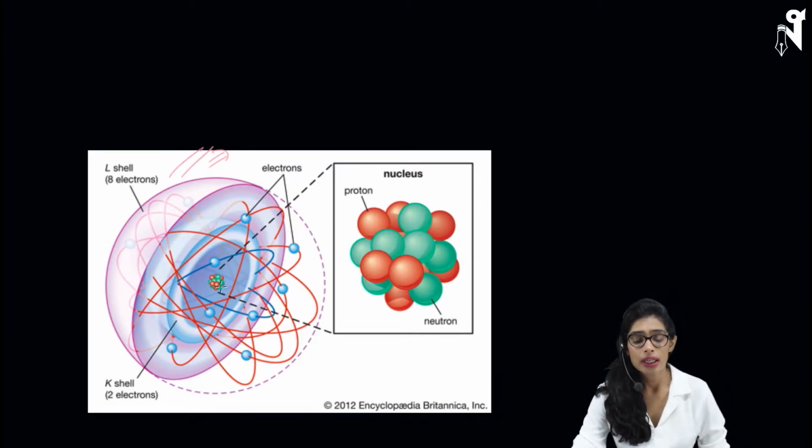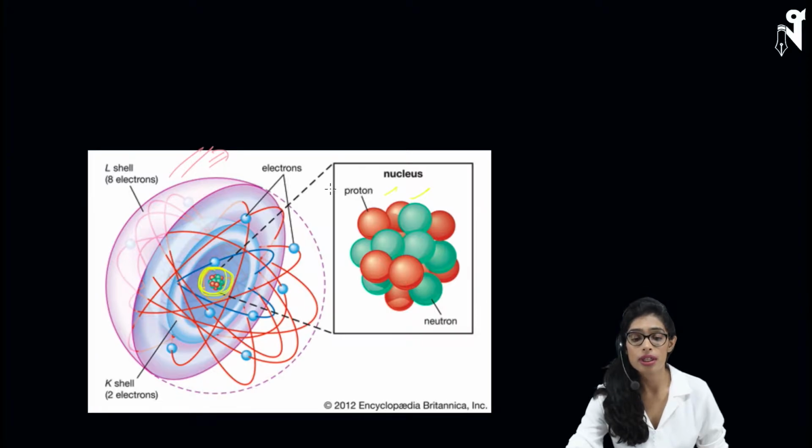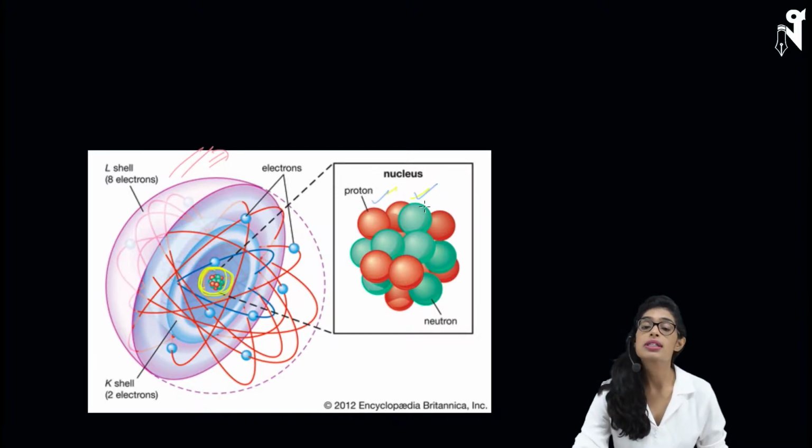So now you can see this is the center area. I'm not very sure whether it's visible or not, so let me draw it with a different color. This center area is shown over here, and you can see the protons and neutrons present in that center area. The red balls are protons, and the green balls are neutrons, and these are present in the dense area, which, as I mentioned, is called the nucleus.